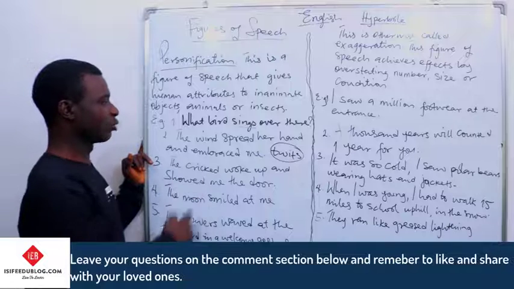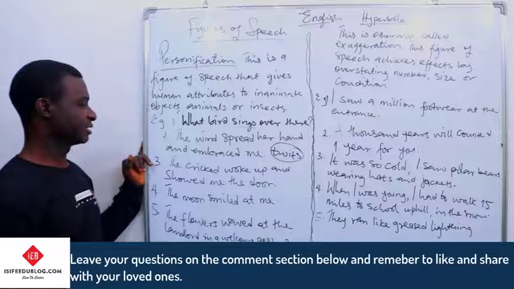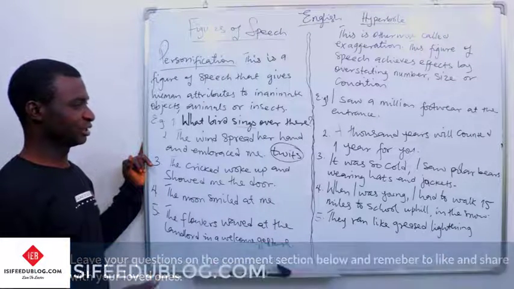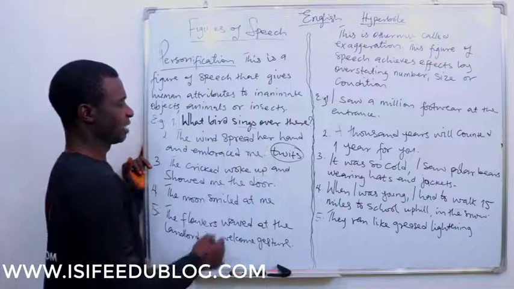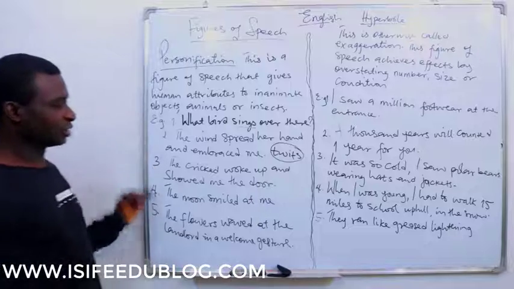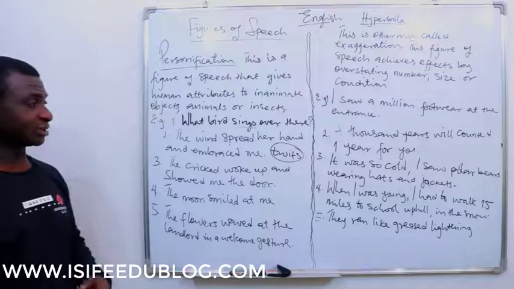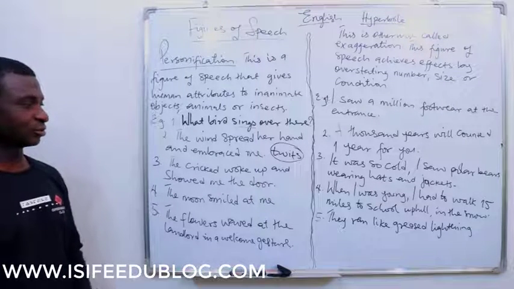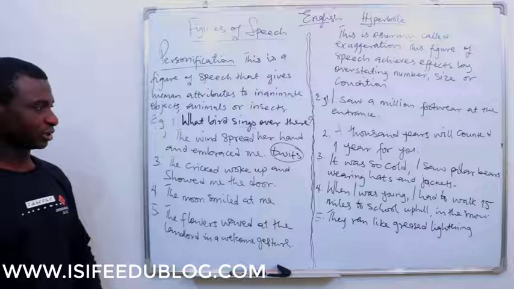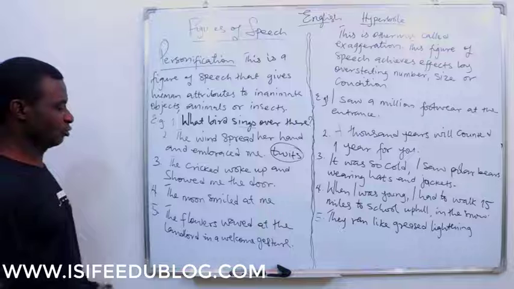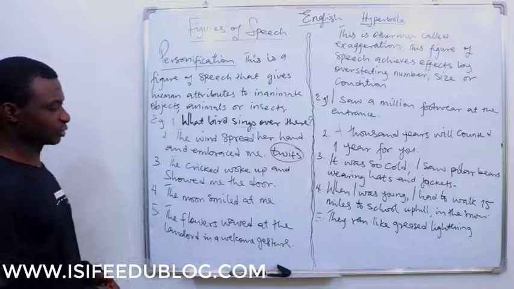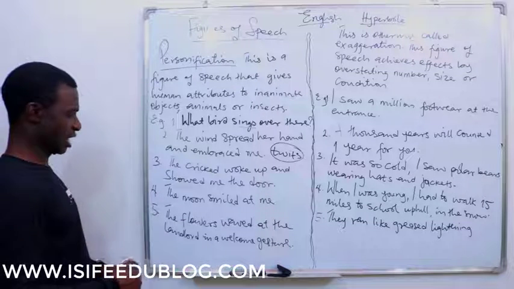The wind spread her hand and embraced me. Human beings have hands, human beings embrace, human beings spread. So in this second sentence, we have three reasons to say personification, giving human quality to the wind. The cricket woke me up.